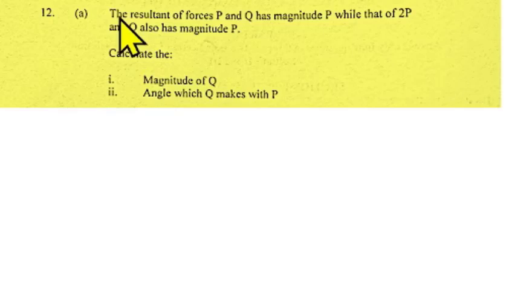Question number 12 is from the resultant force. We are told that the resultant of force P and Q has a magnitude of P, while that of 2P and Q also has a magnitude of P. Calculate the magnitude of Q, and the angle which Q makes with P.